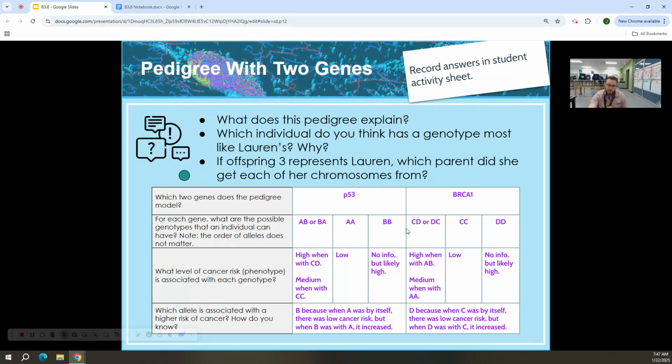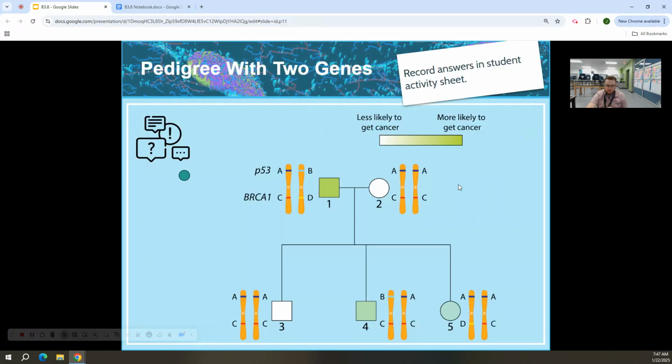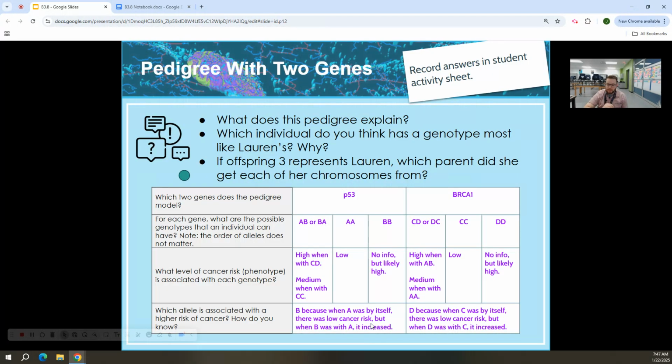For BRCA1, same thing. We could have CD or DC, same thing, or you could have two C alleles. We see both of those represented here. You have CD, DC, CC. What we don't see again is any DD alleles, but again, we know that that is possible. That is a combination that can occur. It's just not represented in our pedigree.